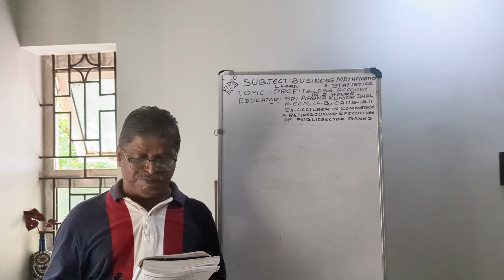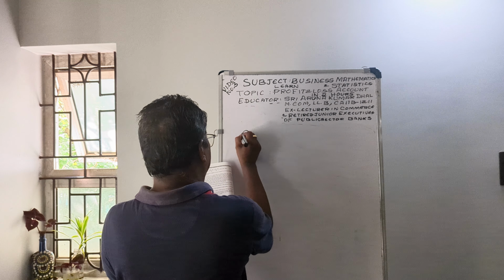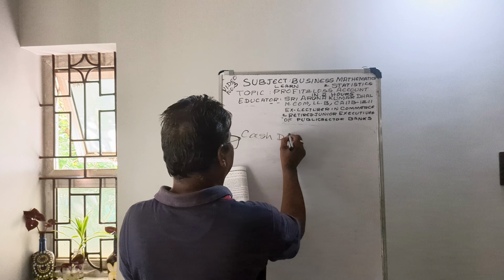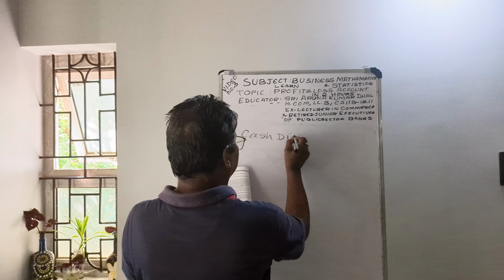That cash discount is indicated like this, at the bottom of the invoice. Suppose it is written cash 5%, it means if you pay immediately, you will get 5% cash discount. 4 by 10, you will pay within 10 days, you will get 4% discount. 2 by 20, if you pay within 20 days, you will get 2% discount. And n by 30, under any circumstances, you have to pay within 30 days.